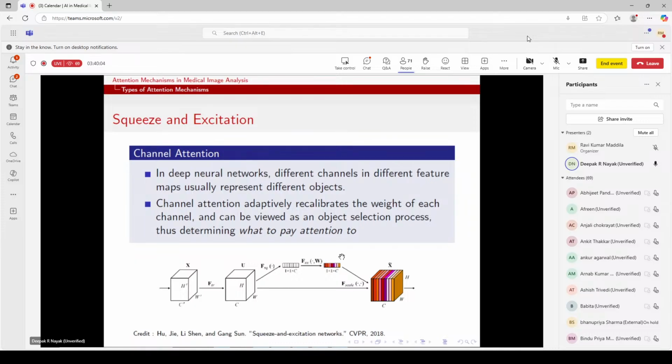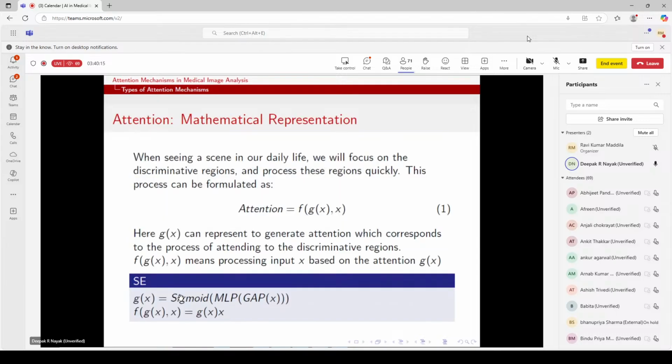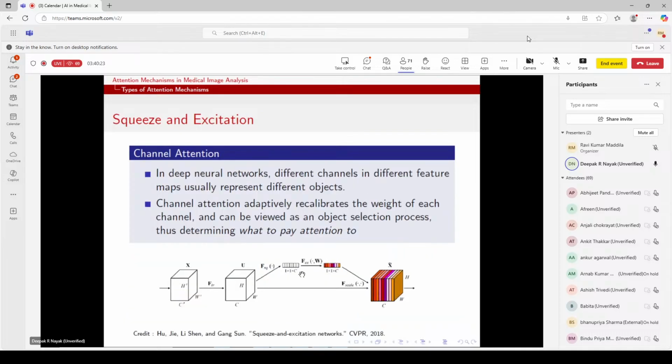So how do we get these C number of values? As I mentioned, there are multiple ways to do this. In the squeeze-and-excitation paper, they have reported that if you apply these operations, first you apply global average pooling, you immediately get a 1 cross 1 cross C kind of tensor, because for every feature map, if you apply global pooling, you get a single value. Similarly, for C number of feature maps, you will get C number of values.